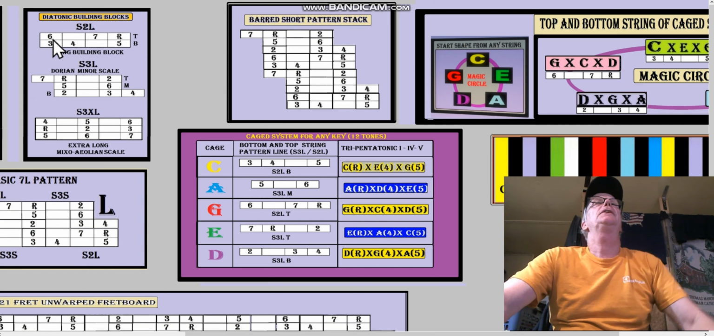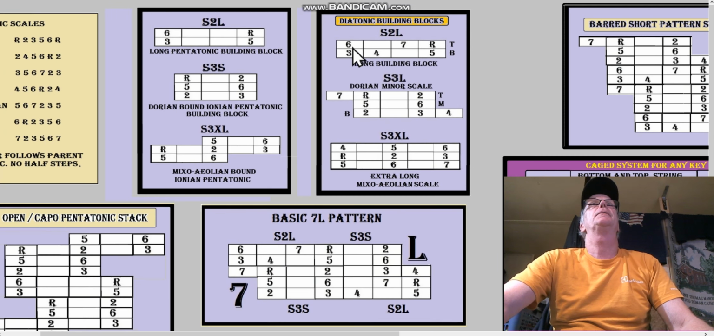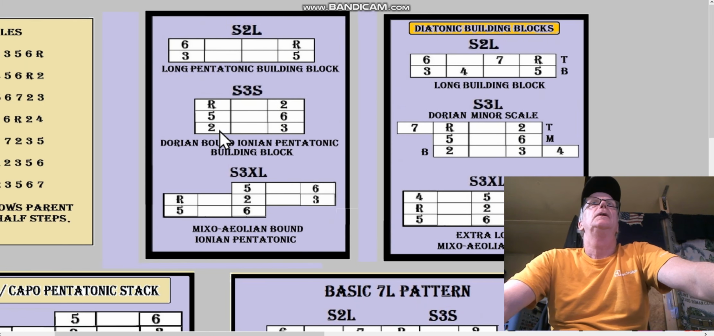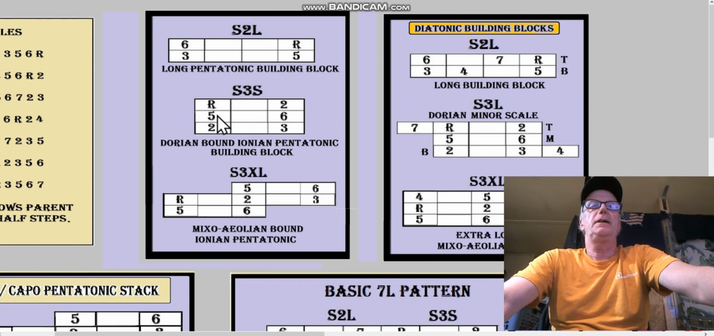So let's look at these two patterns right here. There's 5 strings involved here. CAGED is a 5-letter word. 2 is the D. 5 is the A. Root is the E. 3 is the C. And 6 is the G. How am I ever going to remember that?